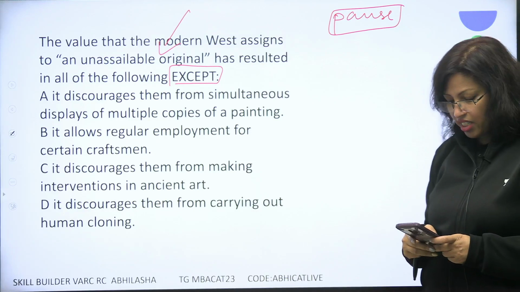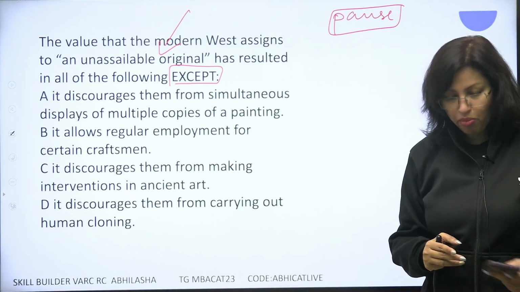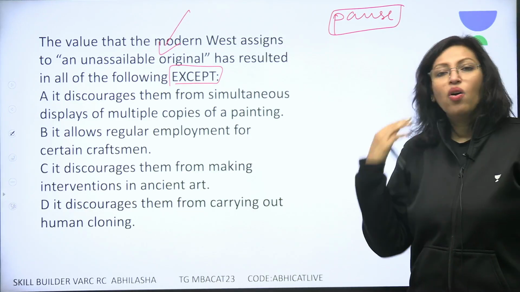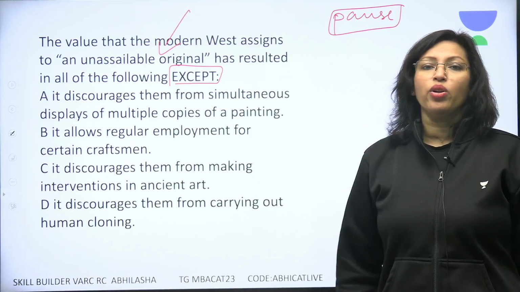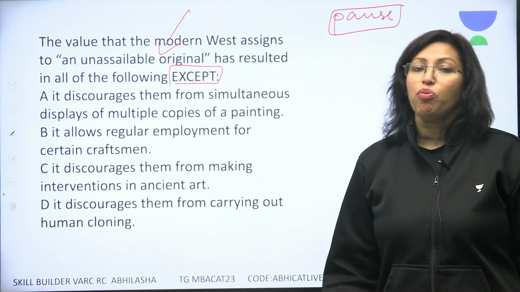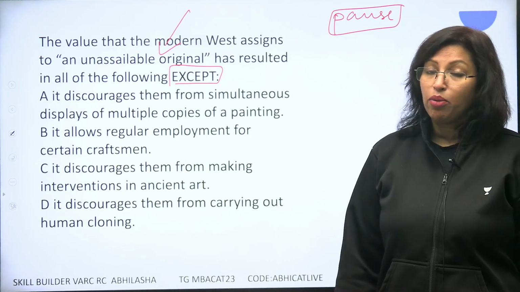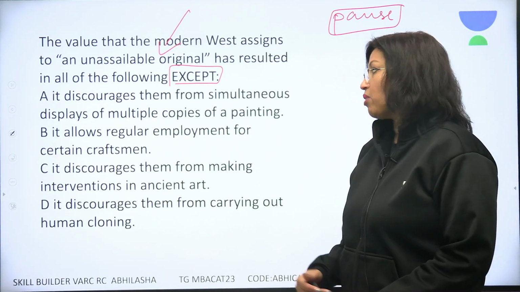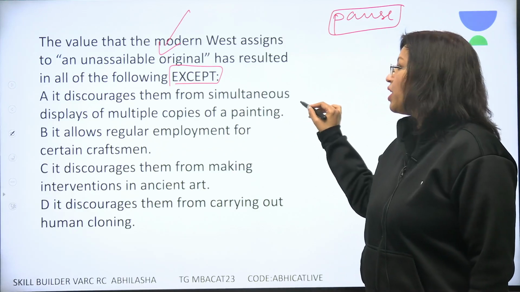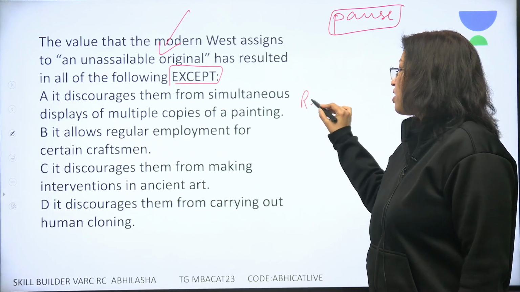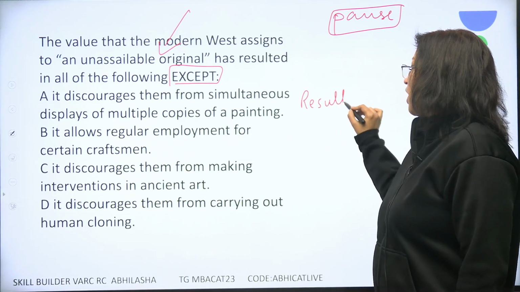It discourages them from simultaneous displays of multiple copies of a painting. Well, because they think there is only one original, so how can you have multiple copies? Then those are fake. So they will not display multiple copies at the same time. So therefore this will happen. So this is the result. Okay, and therefore this cannot be our answer.